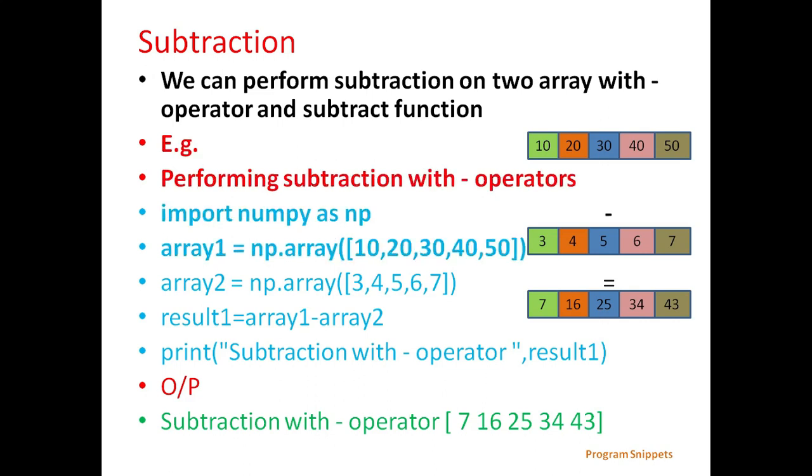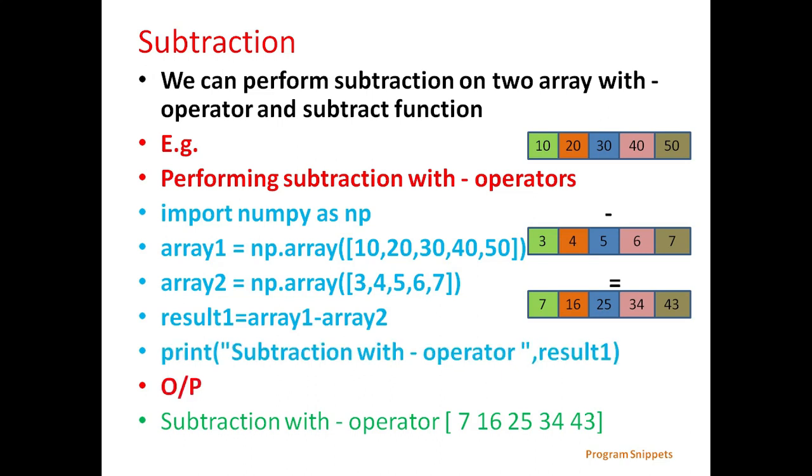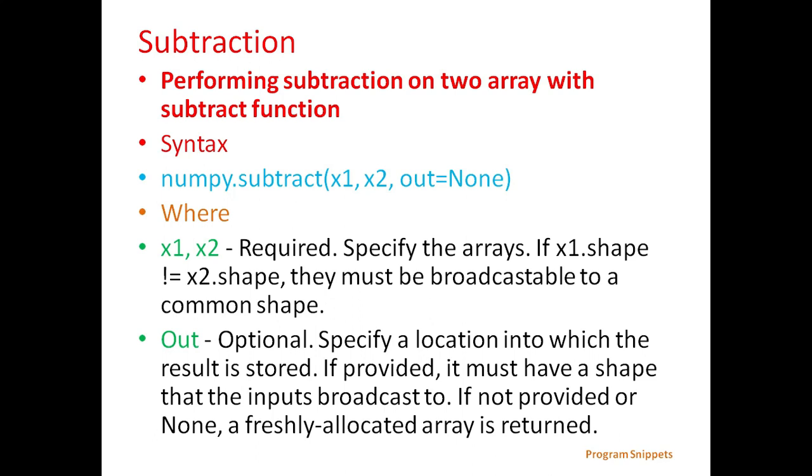Here two NumPy arrays are declared with first array elements as 10, 20, 30, 40 and 50 and second array elements as 3, 4, 5, 6, 7. And when we use array 1 minus array 2, it will give the output 7, 16, 25, 34 and 43. That is, it will perform subtraction element wise. So 10 minus 3 will be 7, 20 minus 4 will be 16, 30 minus 5 will be 25 and so on.